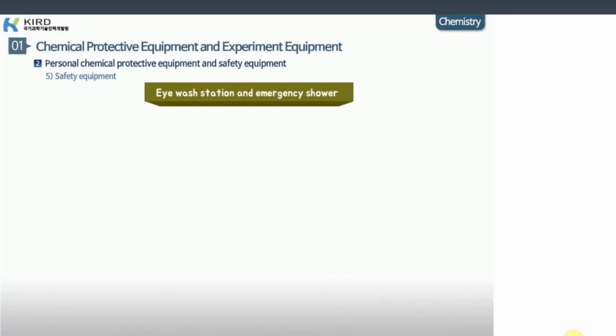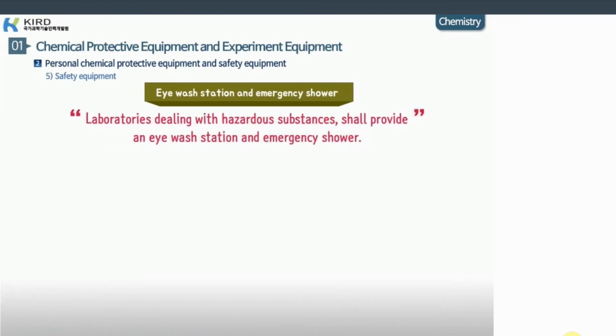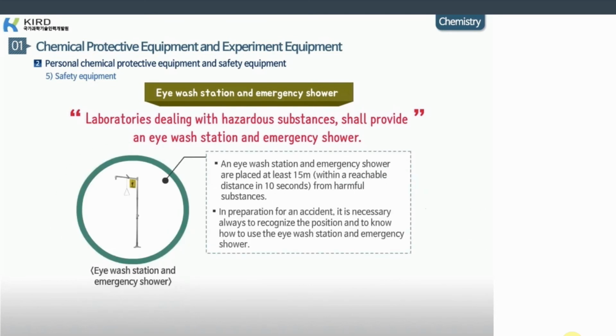Shall we take a look at the eye washer and emergency shower? Laboratories dealing with hazardous substances should provide an eye wash station and emergency shower. The eye wash station and emergency shower are placed at least 15 meters within a reachable distance in 10 seconds from harmful substances. In preparation for an accident, it is always important to recognize the position and to know how to use the eye wash station and emergency shower.